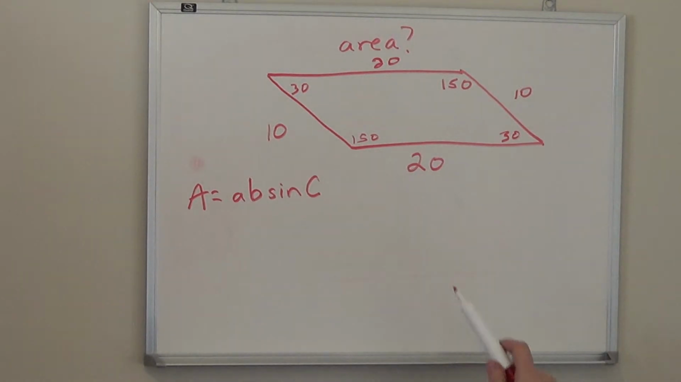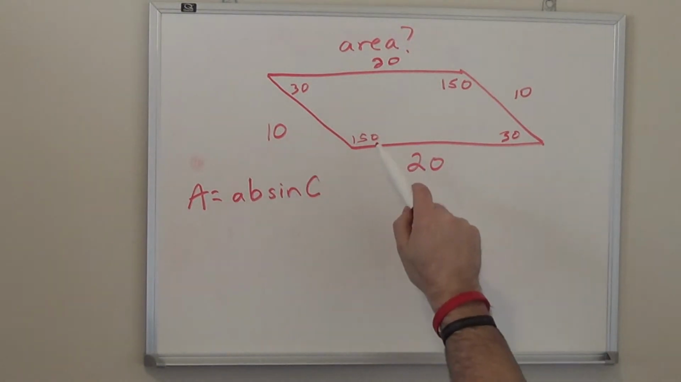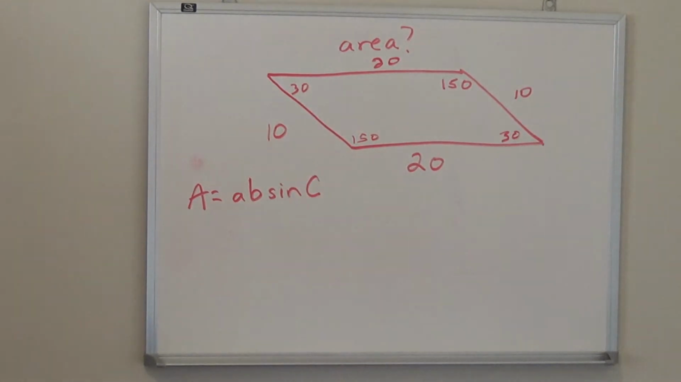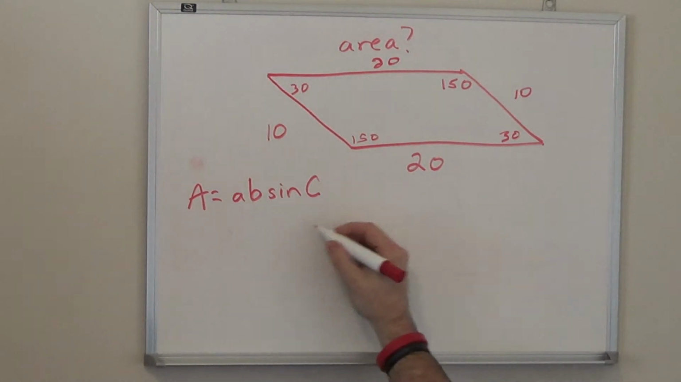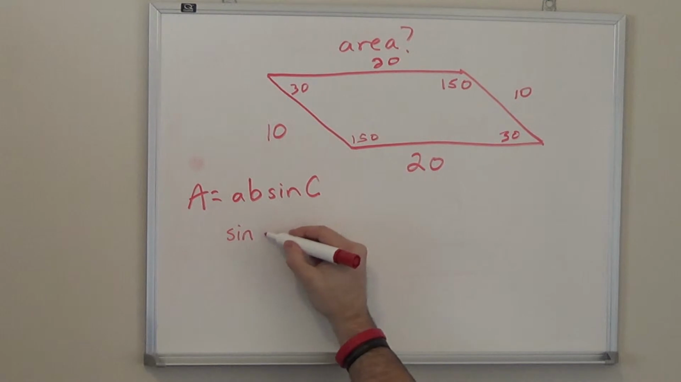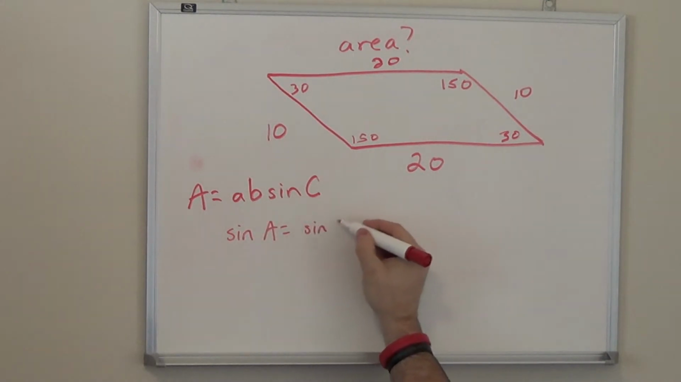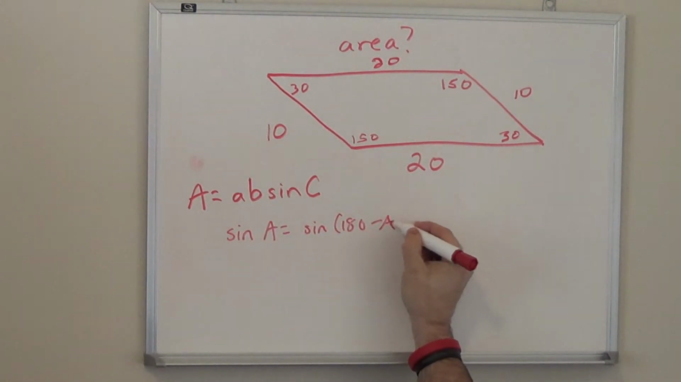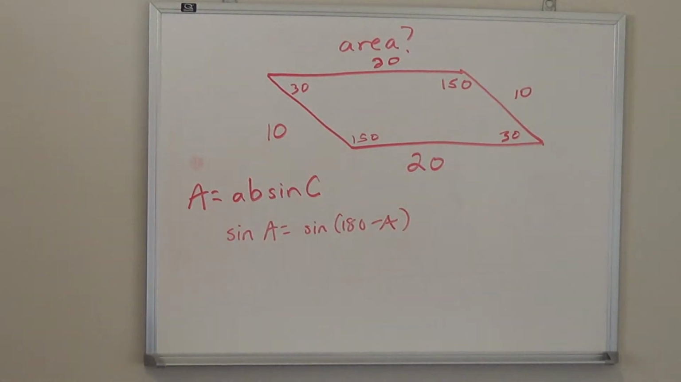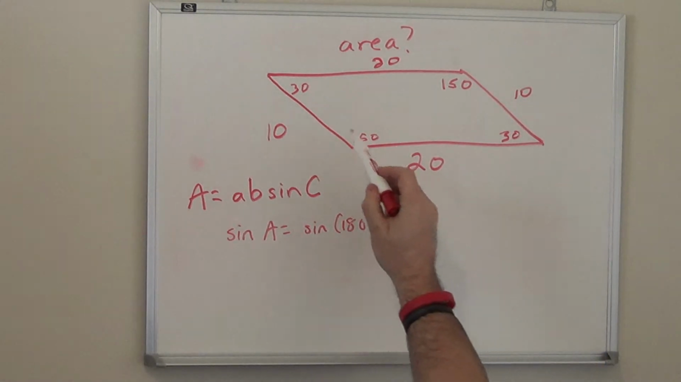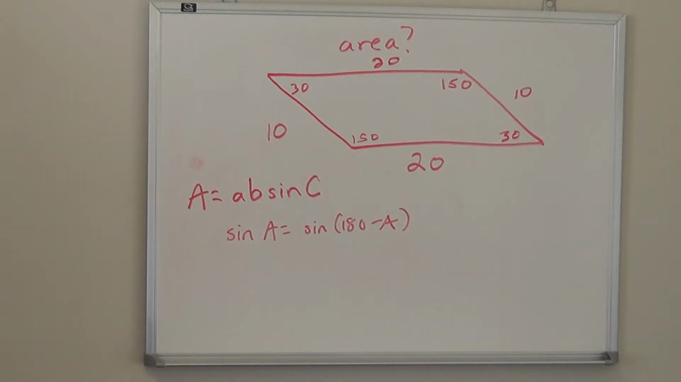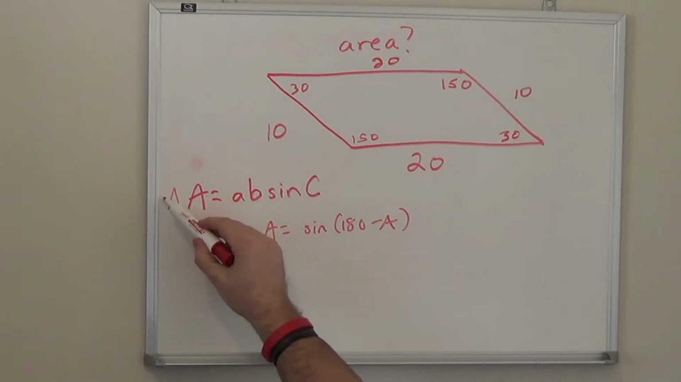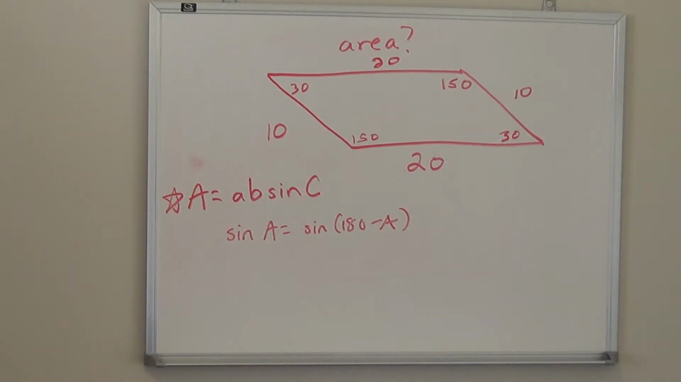Now people will say, how do I know if I use the 10 and the 20, do I use the 150 or do I use the 30? And I say it doesn't matter. The reason it doesn't matter is because we should know this property, which in English just means if two angles add up to 180, their sines are exactly the same. Obviously 150 and 30 add to 180. Therefore, the sine of 30 and the sine of 150 are exactly the same. So this would be my first choice. It's not that hard to remember, and it makes this very easy.